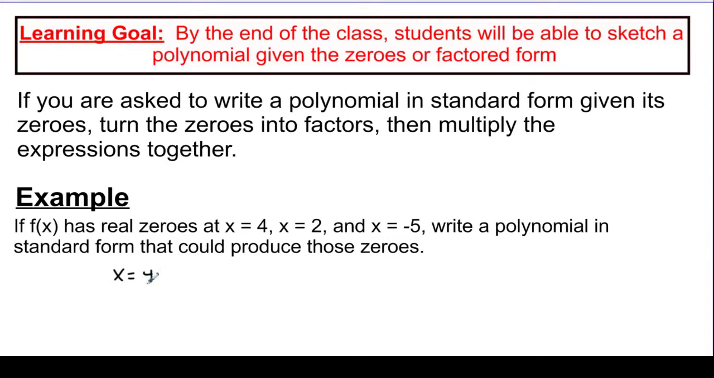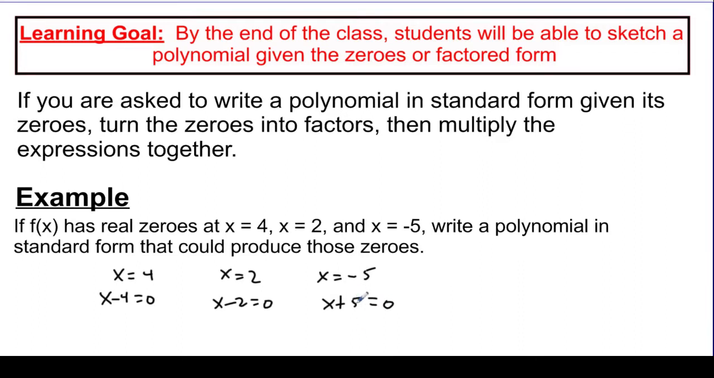I'm going to subtract this 4 over to the left, and by doing that, I'm going to set it equal to 0. This is going to become x minus 4 equals 0. And I can do that for each of my zeros, right? If I had x equals 2, if I subtract that over to the left, that's going to be x minus 2 equals 0. And then if I have x equals negative 5 as a 0, if I add over the 5, it's going to become x plus 5 equals 0.